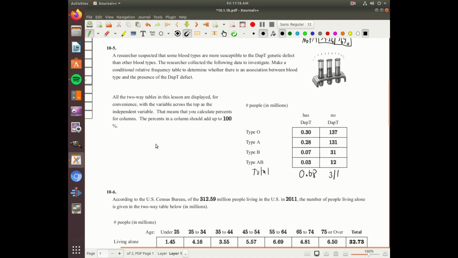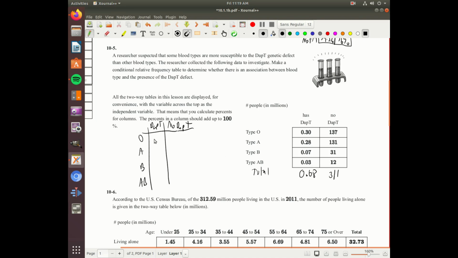So now when I make this table over here, I'm just going to go O, A, B, AB. And it's going to be DAPT and no DAPT. So what we want to know, and it's a good question, hey, are people that have blood type O more likely to get DAPT than people who aren't? Maybe A has the most. We don't know. So what we're going to do is, again, we're going to divide 0.3 by 0.68, and we're going to get the percentage.